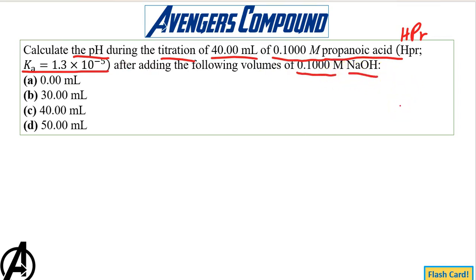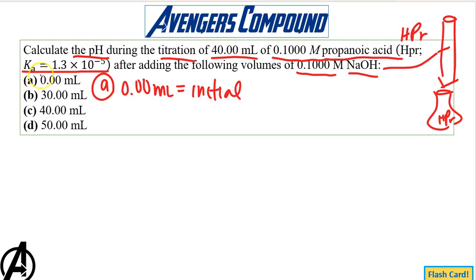And so the NaOH is going to be our titrant. The HPR is going to be our analyte. Essentially, you're going to have your NaOH inside of your burette, and then you will have your flask with your HPR. And the goal is to get to that equivalence point and then, of course, do the calculation. So they want us to calculate the pH initially at 0.00 milliliters.